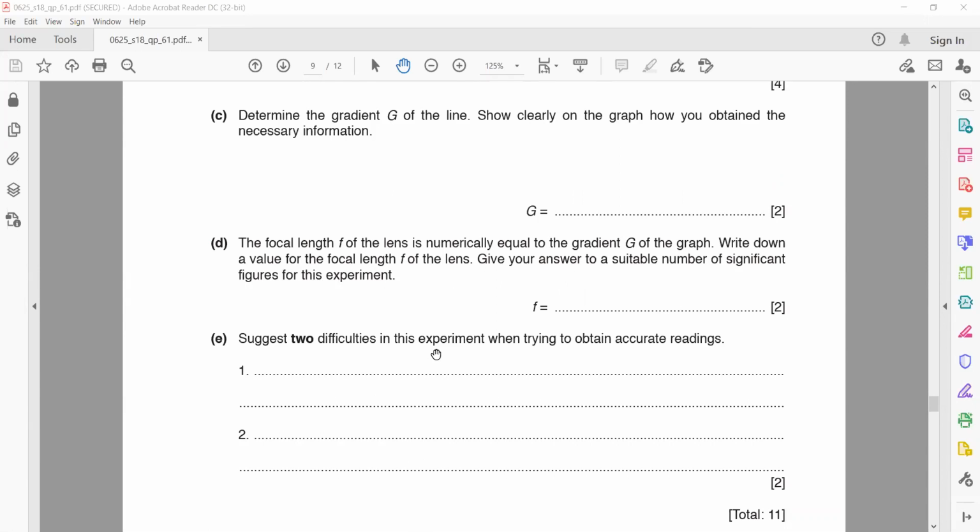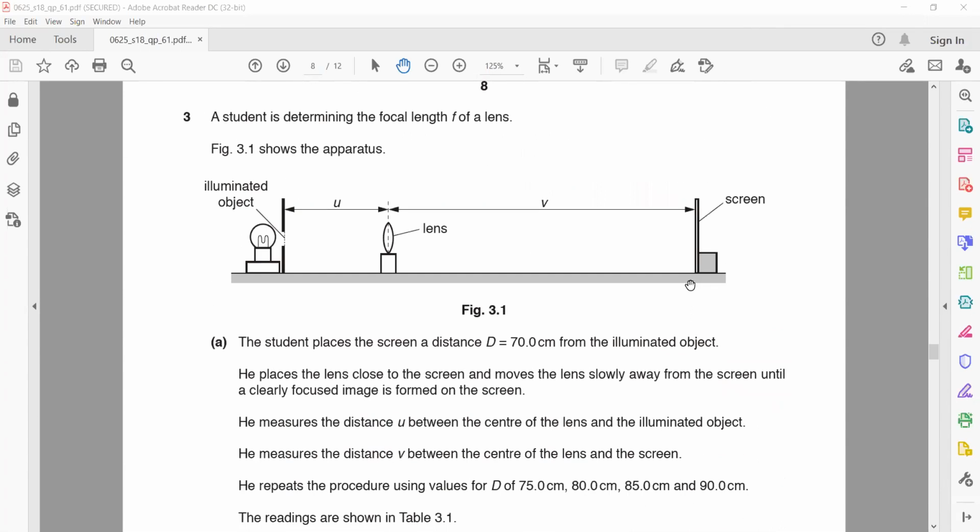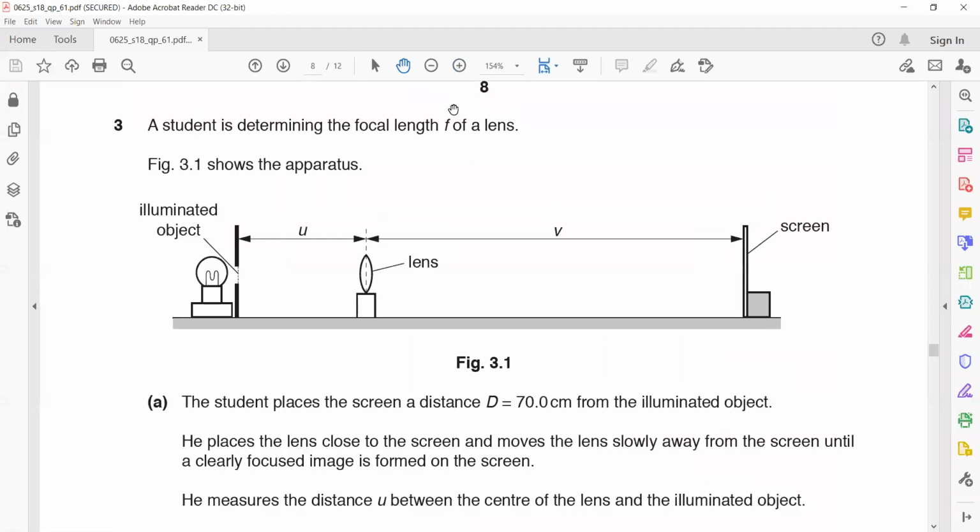Student suggests two difficulties in this experiment when trying to obtain an accurate reading. This is a lens experiment. We discussed this earlier as well in the past papers. So what are the practical difficulties? Because we are measuring a length, we have to measure the length from the center of the lens. So the first problem is measuring or finding the center of the lens. That's the first practical difficulty.